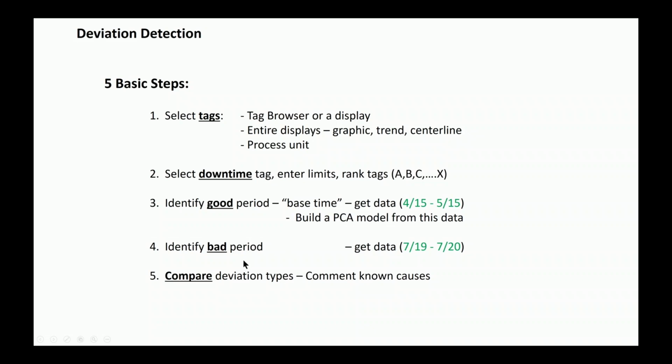Now we need to find a bad period. Either we wait for a bad period or we proactively look as time goes on. So the two cases of good data and bad data I'm going to show you for this process are April and May for the good period, and around the middle of July for when the operation wasn't running very well. And once we get those two periods of data, we're going to take a look at the deviation types and see if we can figure out what's wrong.